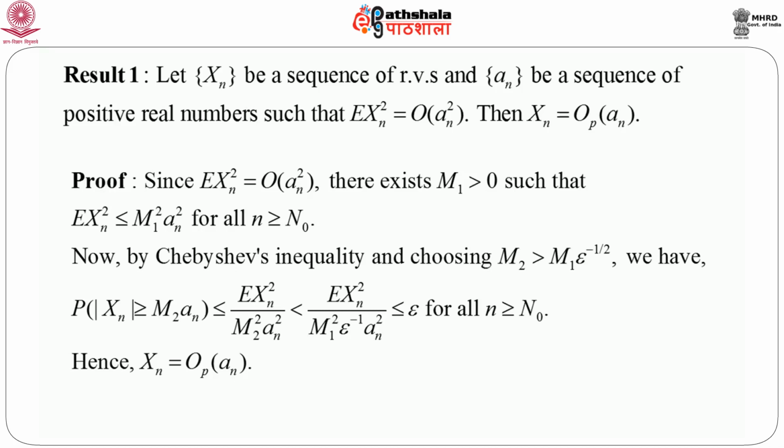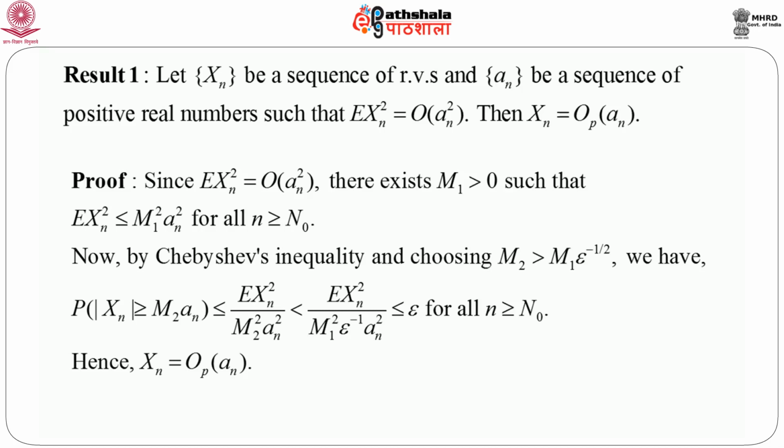Since expectation of Xn square equals big O of An square, by the definition there exists a real number capital M1 greater than 0 such that expectation of Xn square is less than or equal to M1 square into An square for all n greater than capital N naught. Now, if we apply Chebyshev's inequality and we choose a particular value of M2, we have probability modulus of Xn greater than or equal to M2 An. Direct application of Chebyshev's inequality says that this probability is less than or equal to expectation of Xn square divided by M2 square into An square.